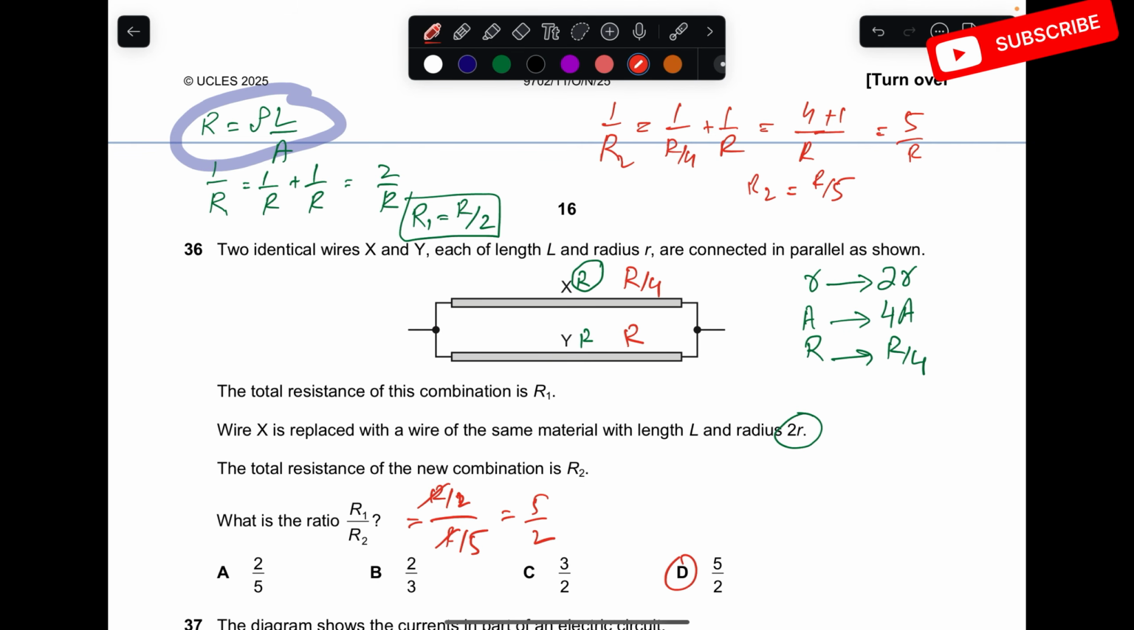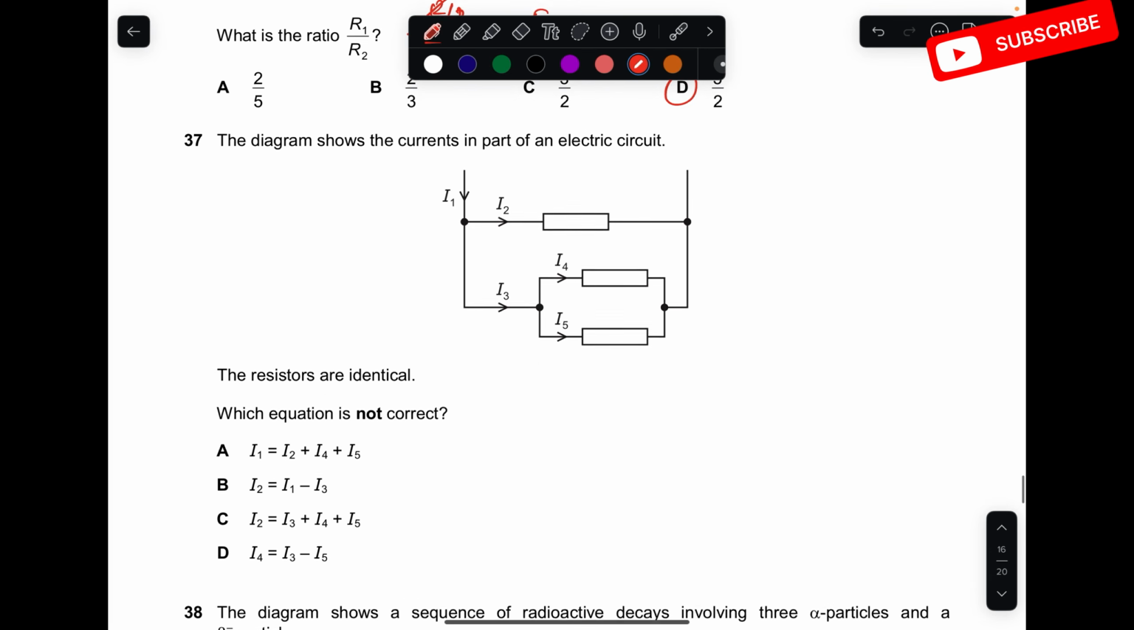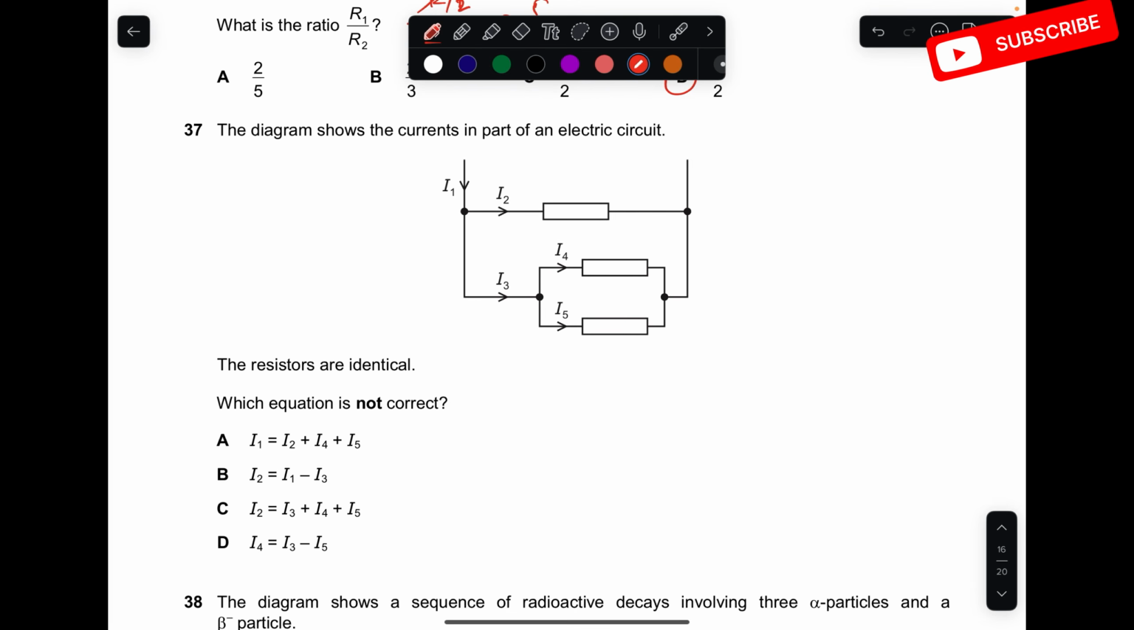Question 37. The diagram shows the current in part of an electrical circuit. The resistances are identical. Which equation is not correct? Option A: I1 is equal to I2 plus I3. If you see, I4 plus I5 is I3. So I1 is equal to I2 plus I3. This is correct, it's not wrong.